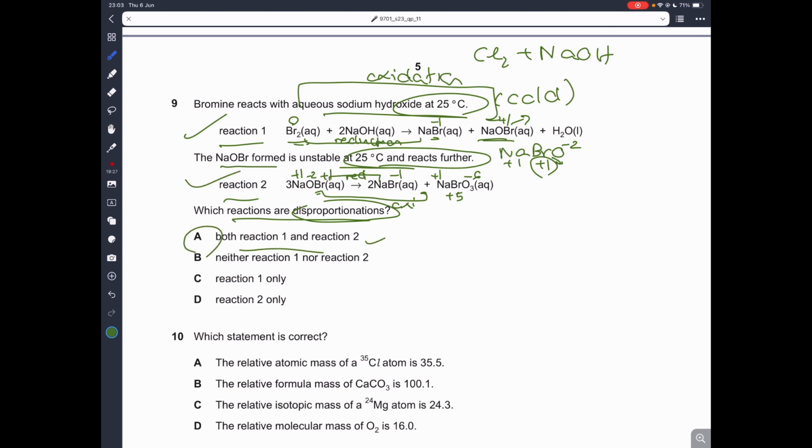And disproportionation means to undergo oxidation and reduction simultaneously, right, of the same species.